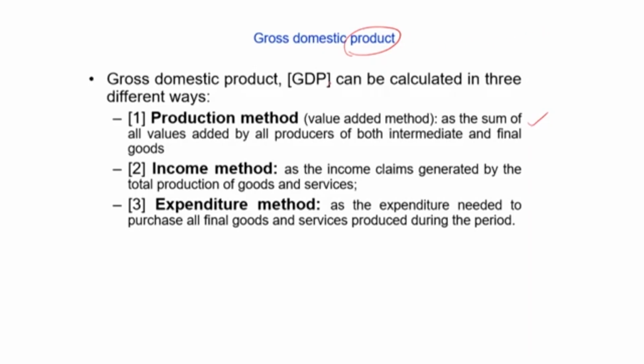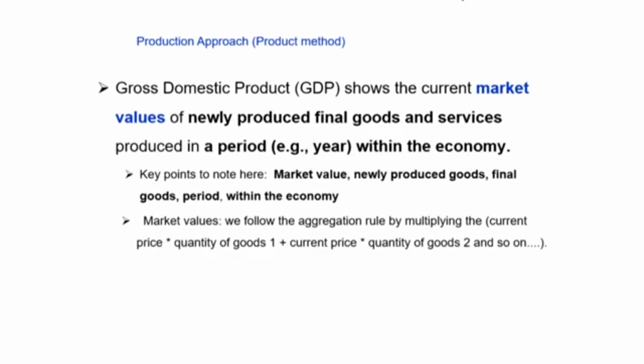So let's go one by one, starting with the production approach, the production method. Here we use gross domestic product. It shows the current market values of newly produced final goods and services produced in a period, a year, within the economy. So the important points to note here are the market value, newly produced goods, final goods, the period, and within the economy.